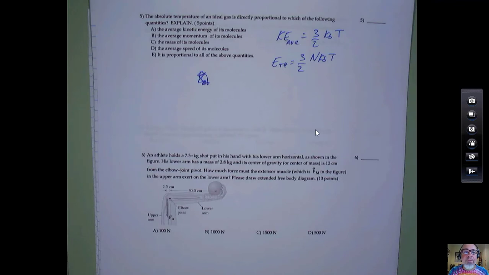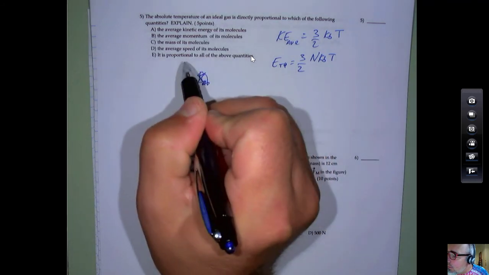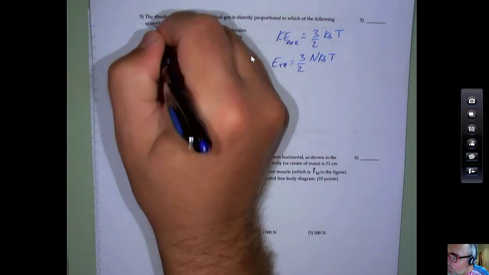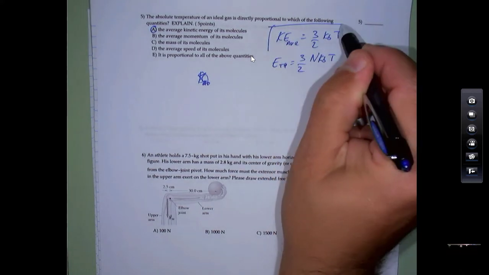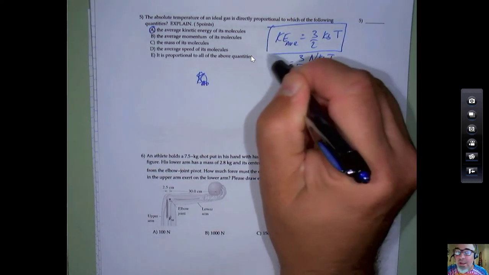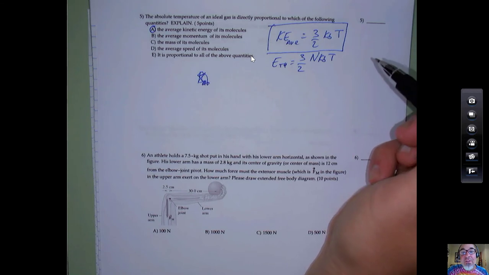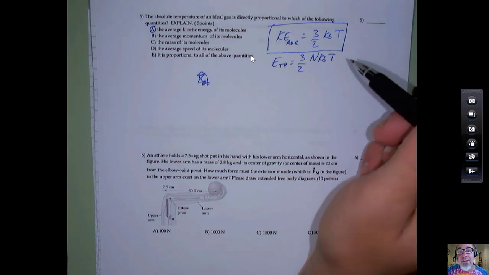Okay, so this comes from chapter 12. The absolute temperature of an ideal gas is directly proportional to which of the following quantities? So the answer here is the average kinetic energy of the molecules. So this is the relationship we have between the kinetic energy of a gas and the temperature. So the temperature really is just a measurement of the kinetic energy.